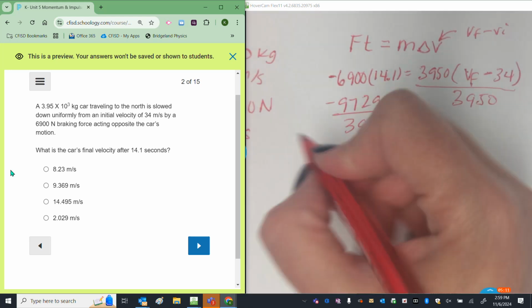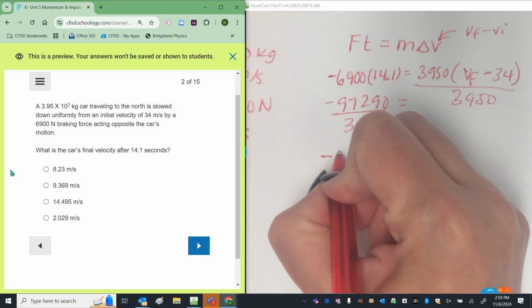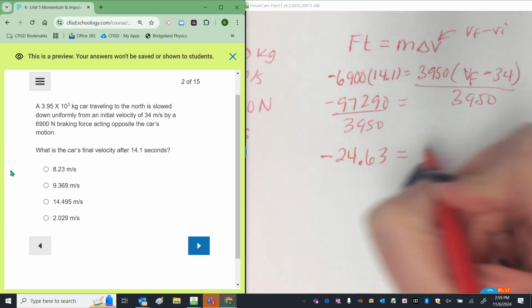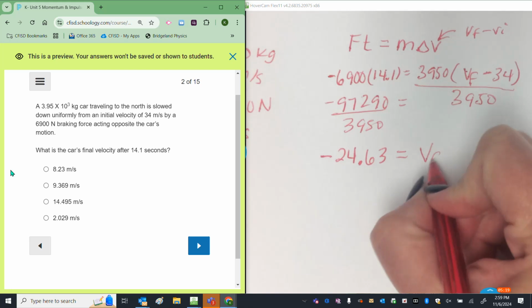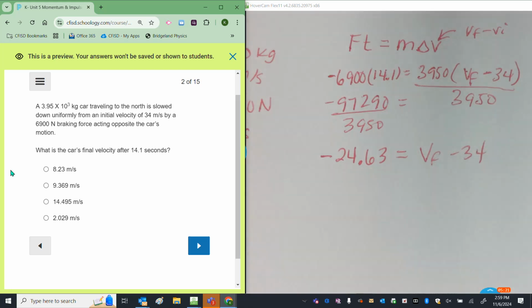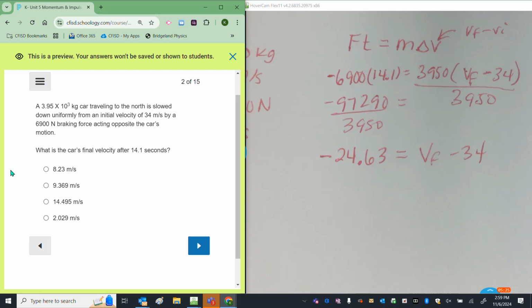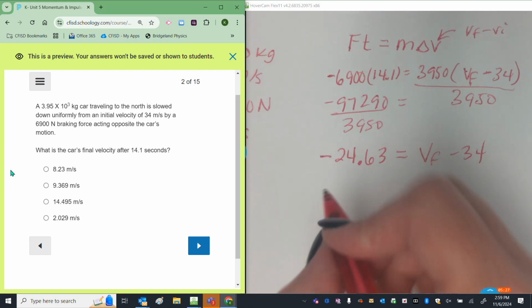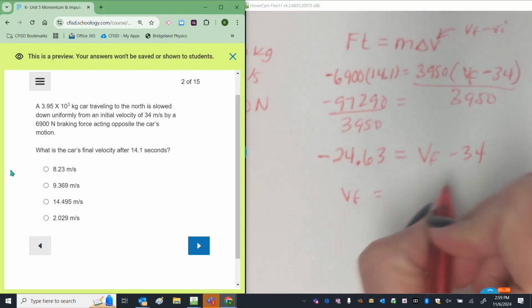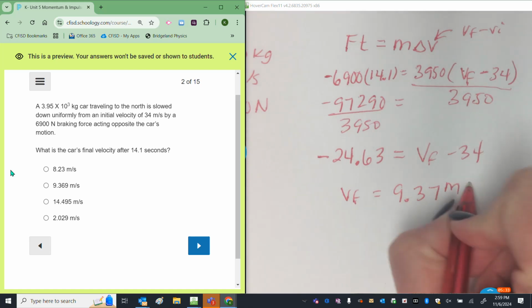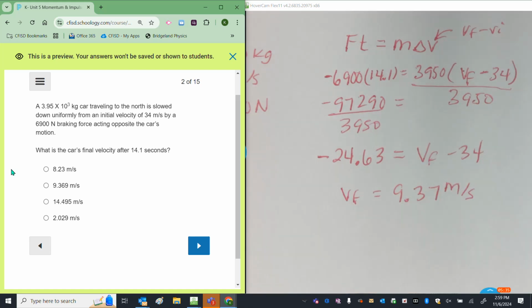And I'm going to rewrite this so that this side is now negative 24.63. It does have more decimals. I'm not writing them all out. Equals VF minus 34. Okay, from here I just add 34 to both sides. And I get a final velocity that is equal to 9.37 meters per second, or 9.369.